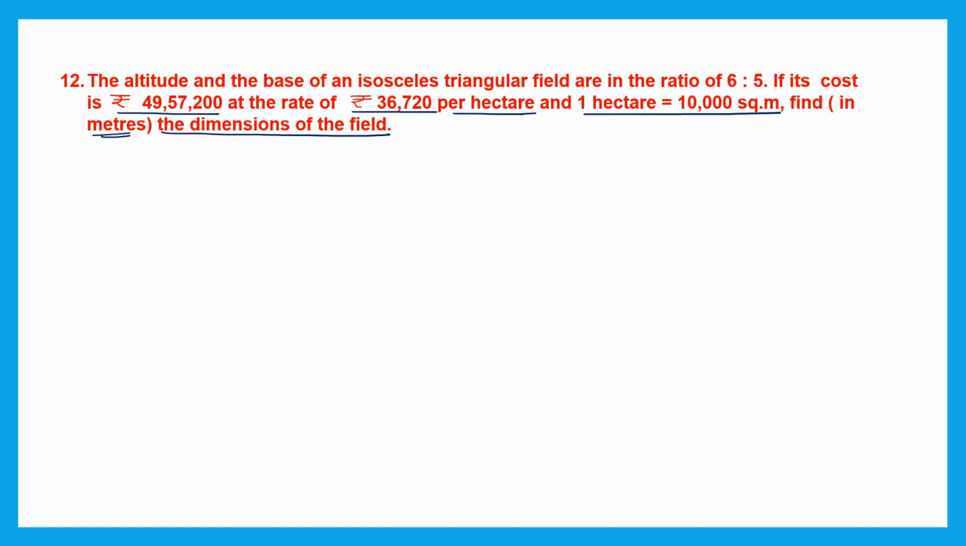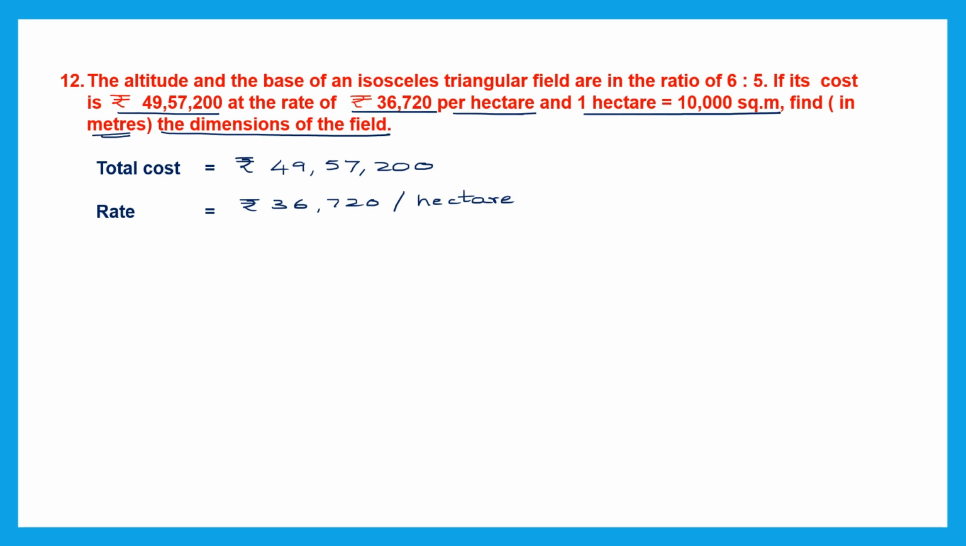And we have to find this in meters. Okay, so what is given to us? Let's write first. So total cost is given to us, and the total cost is 49,57,200. This is the total cost. And what is the rate? The rate is 36,720 per hectare.